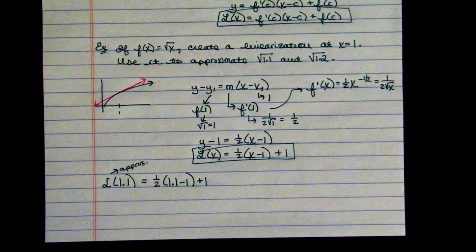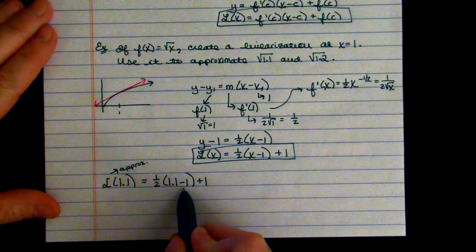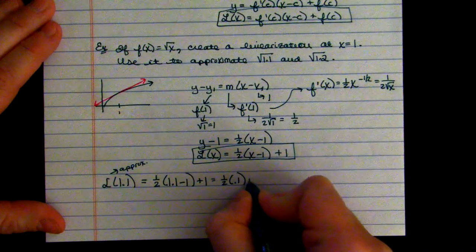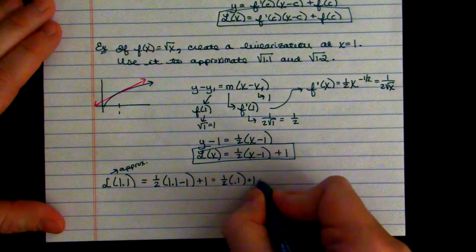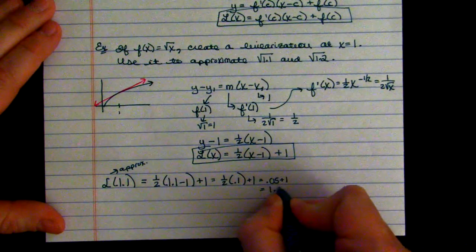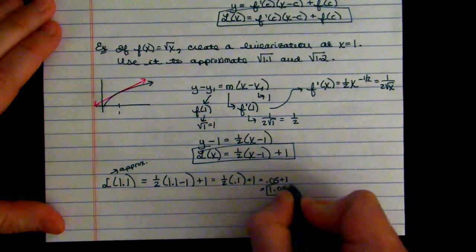I can do this without a calculator, I think. 1.1 minus 1, that's 0.1. I want to do 1/2 of 0.1 plus 1. 1/2 of 0.1, that's 0.05 plus 1. I'm getting an approximation of about 1.05.